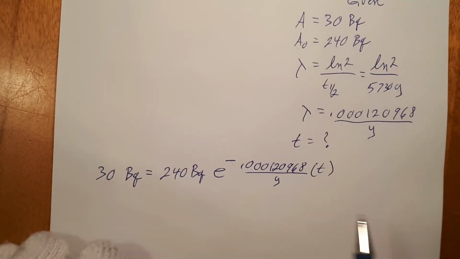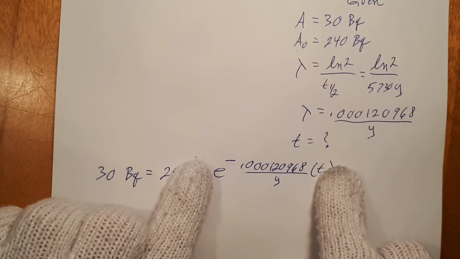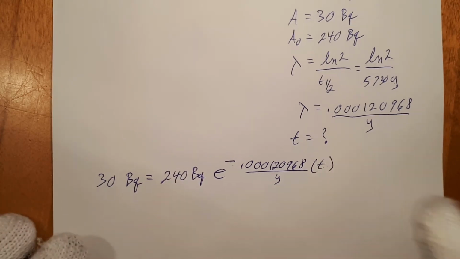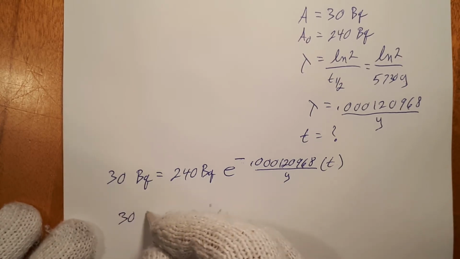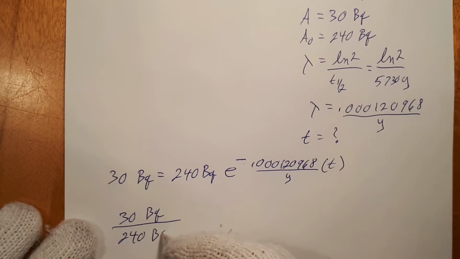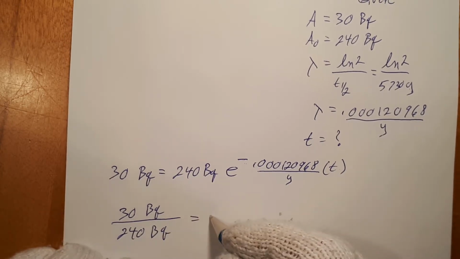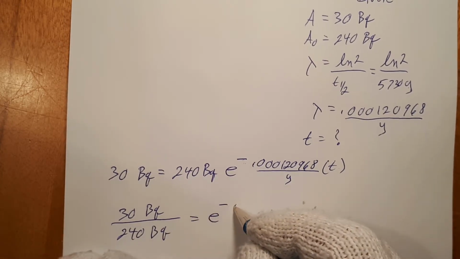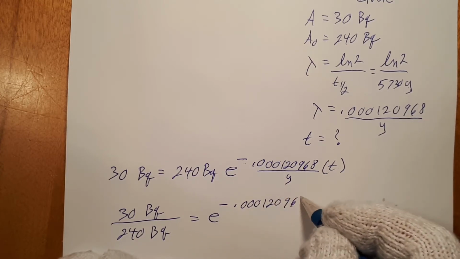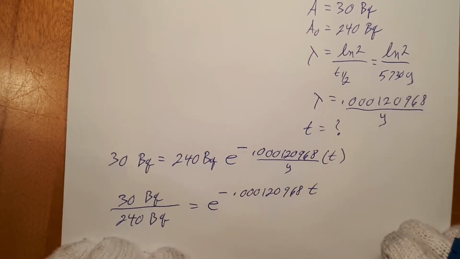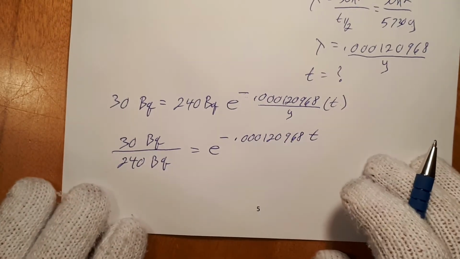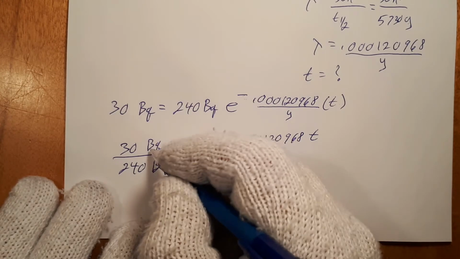At this stage of the game, let's isolate e to the x. Let's isolate this one. So divide both sides by 240. 30 becquerel divided by 240 becquerel is equal to e to the power of minus 0.000120968 times t. Becquerel and becquerel will cancel out.